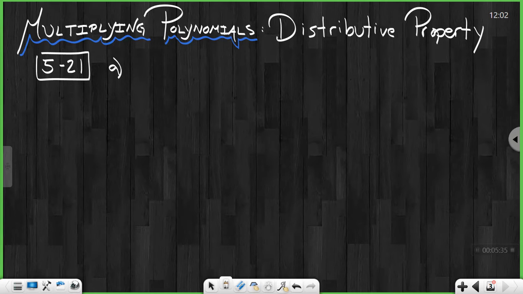All right, 5.2.1 specifically looks at the distributive property, and it starts off with something very simple, just 6 times the group, negative 3x plus 2. Now, we want to look at what's in front of the parentheses when we distribute. This is 6 times the group, which means it's multiplied by everything inside that group.